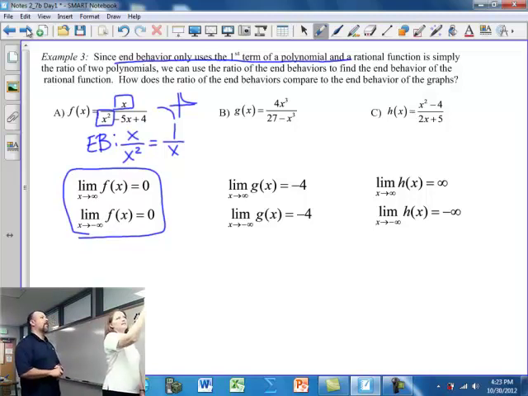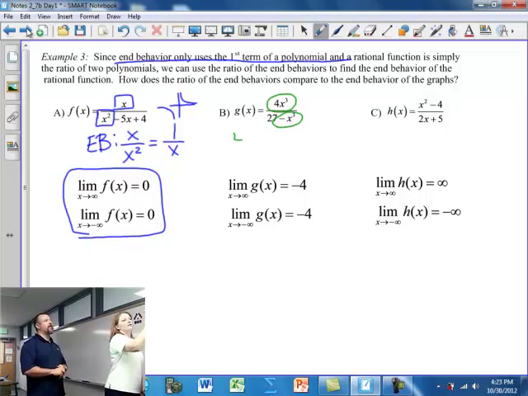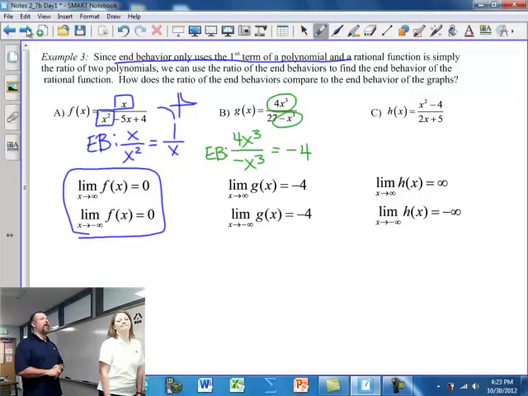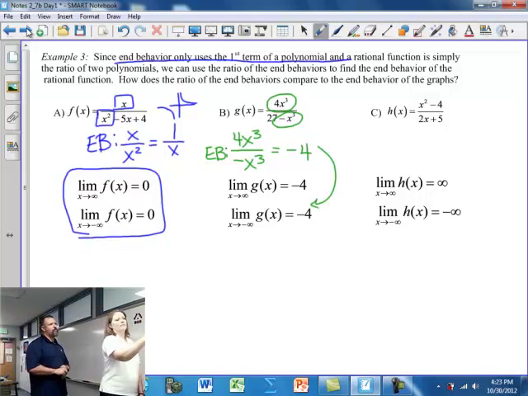Letter B. So we've got to look at the biggest thing on the top, 4x cubed, and the first thing on the bottom, negative x cubed. So this end behavior model, if you will, would be 4x cubed over negative x cubed. That's going to simplify to negative 4. It sure is. Looky, looky. That is where our end behavior went.